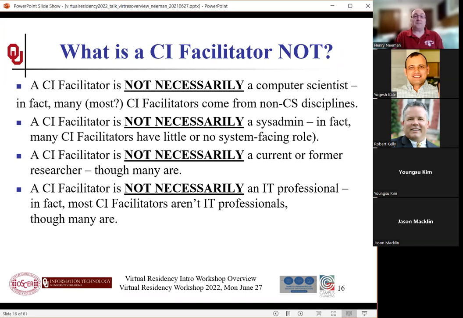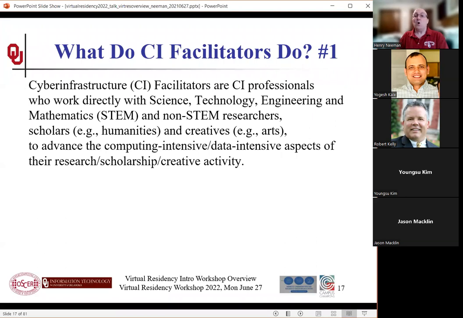And a CI facilitator is not necessarily an IT professional. In fact, probably that's the least common, although it's still pretty common. Well, okay, the least common is probably a computer science degree, but second least common is IT professional. But that doesn't mean there aren't in fact plenty of IT professionals and plenty of computer scientists. What do we do? We work directly with researchers and educators, both STEM and non-STEM.